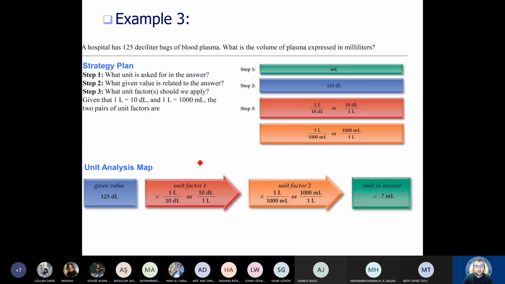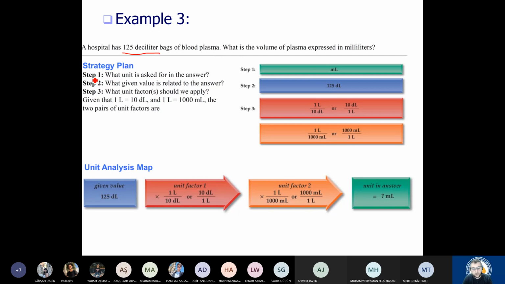Yes, let's look at the unit conversion. A hospital has 125 deciliter bags of blood plasma. What is the volume of plasma expressed in milliliters? They give you 125 deciliter.